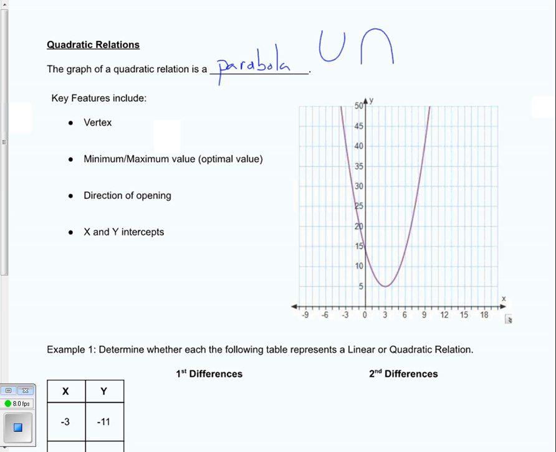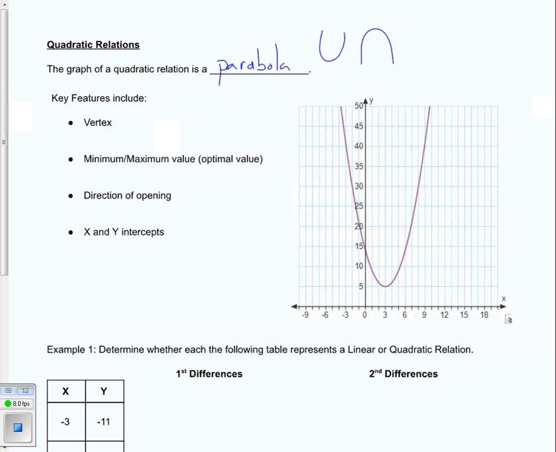The first one is known as a vertex. And the vertex is always either the lowest point or the highest point on a parabola. It's actually the point where the parabola changes direction. Instead of going down at the vertex, it starts going up. Or the opposite, instead of going up at the vertex, it turns right back down.